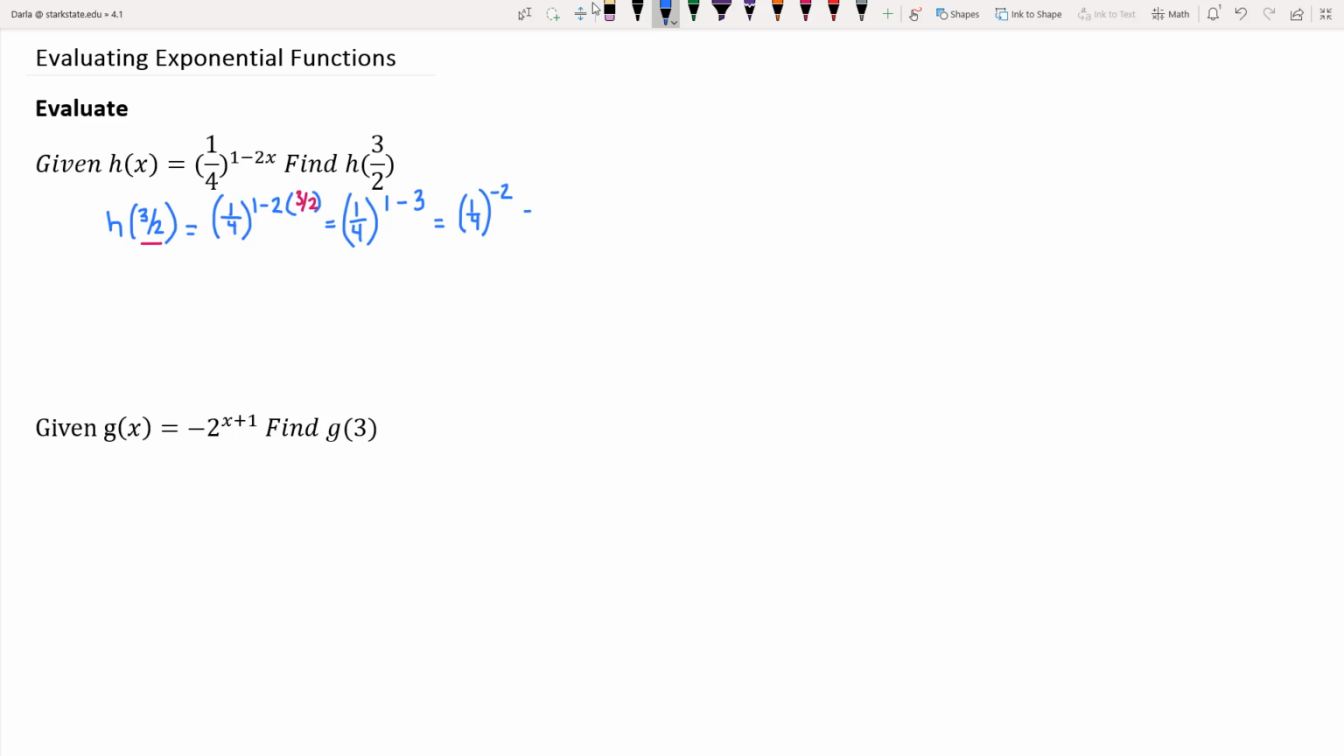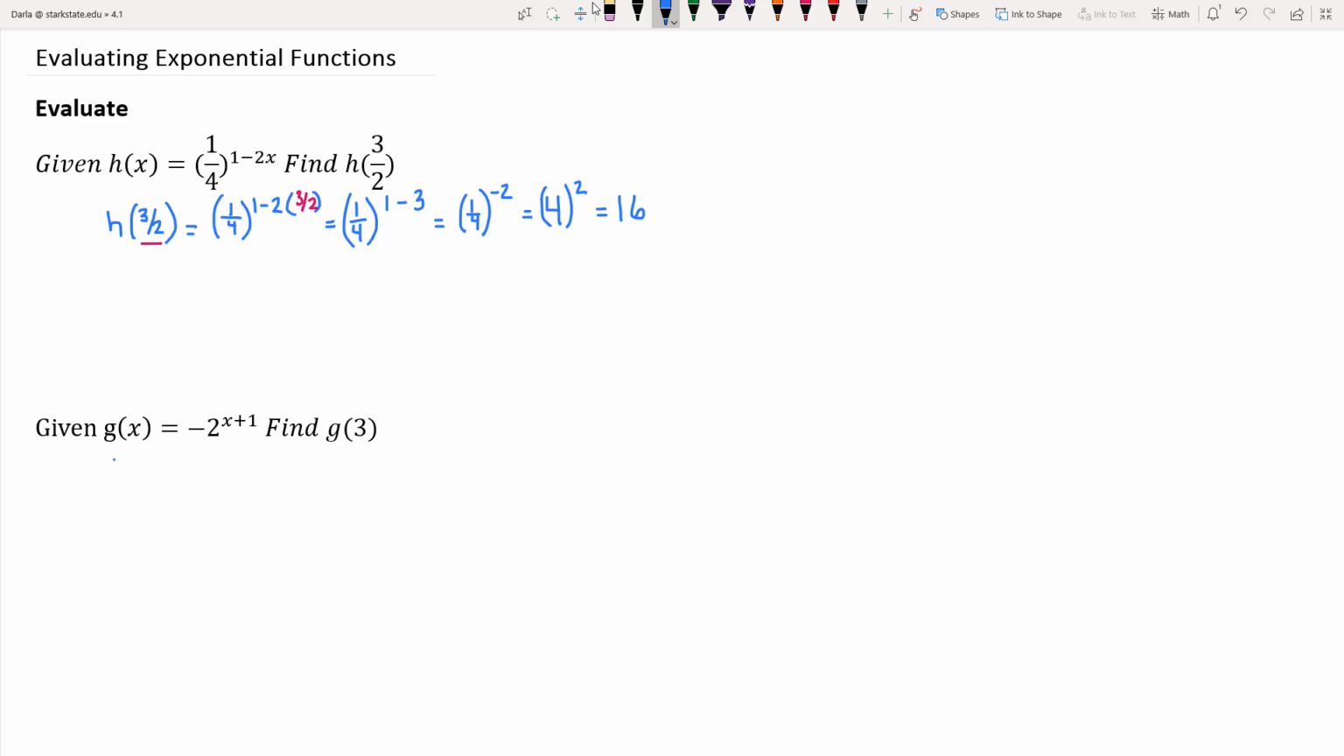So notice that the power is negative. So the negative causes your base to be reciprocal. So the reciprocal of 1/4 is 4. And then you're left with the positive version of the power, so 2. So this is 4 to the second, which is 4 times 4, which is 16. And you're done.